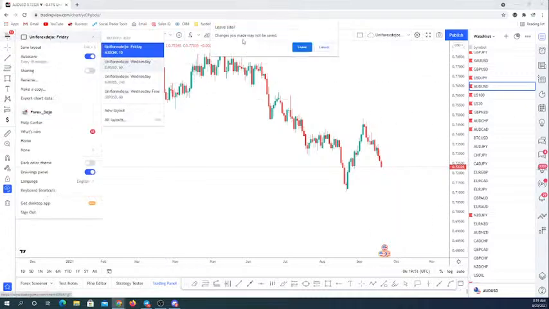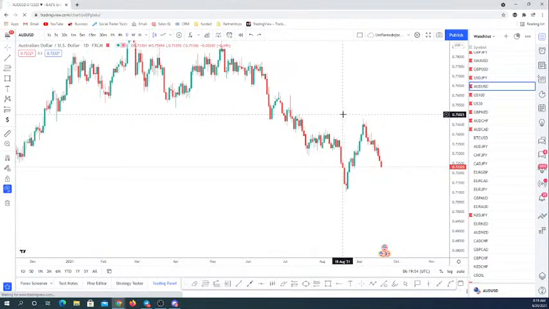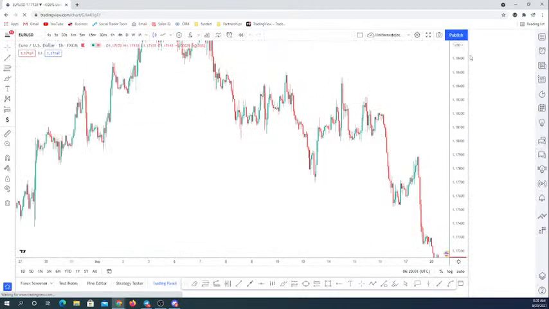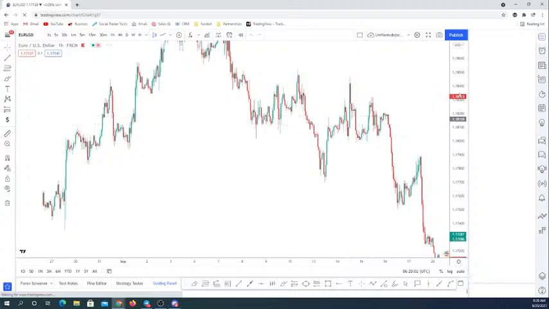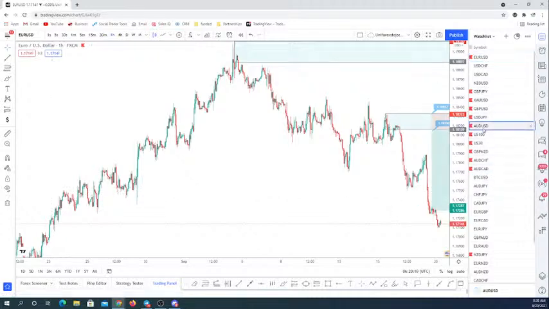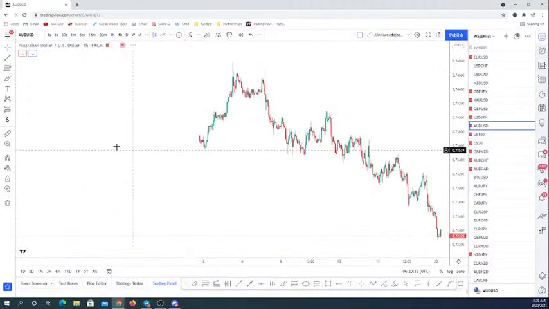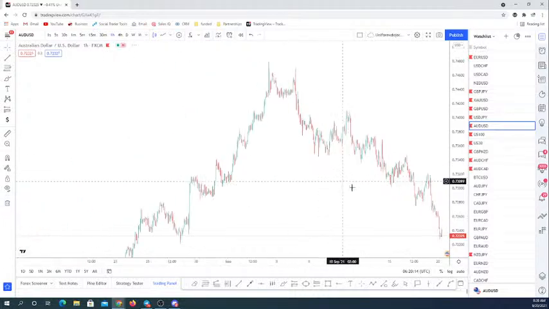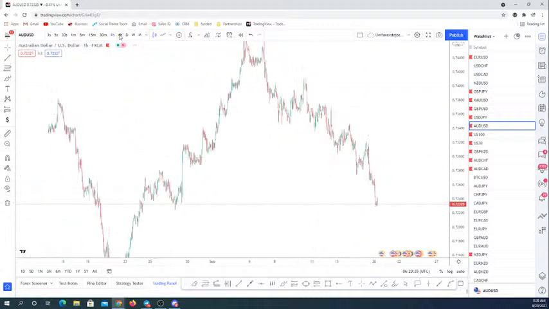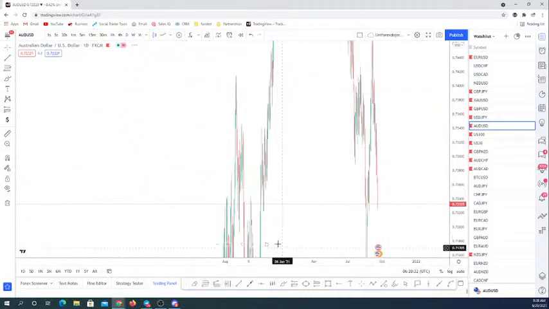I'll open this Wednesday layout just so we can look at everything with fresh eyes. Two more pairs, guys. We need two more pairs. Okay, there we go. This is the Wednesday one. AUD USD. There we go. Okay, so we are on a downtrend. So we are gonna try trade this thing from the bottom.